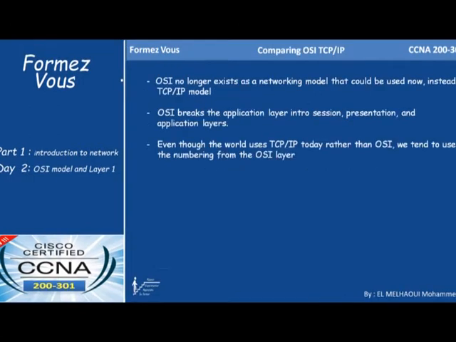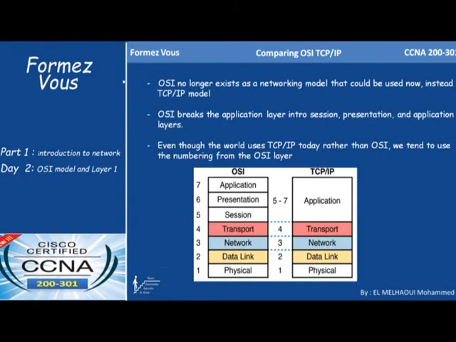You should know that now we use the TCP/IP model and not the OSI model. The OSI no longer exists as a networking model that could be used now, instead we use the TCP/IP model. For the CCNA, you need to know some information about the OSI model.